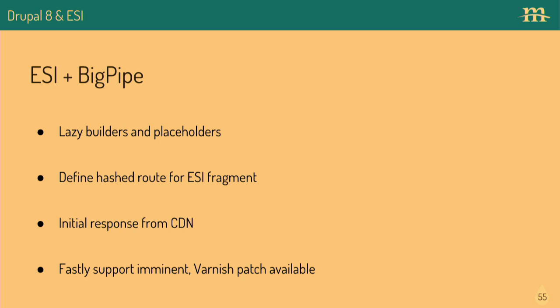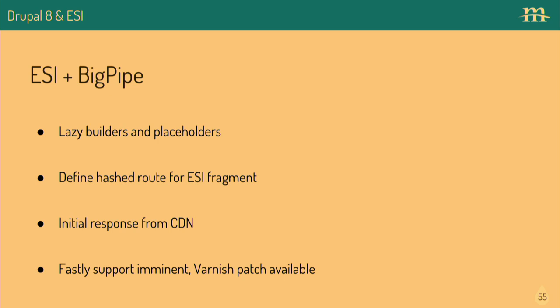Something else that I'm really excited about is ESI and BigPipe integration. BigPipe is a streaming service that I think is in a beta state now with 8.2, and it allows you to really speed up perceived performance by delivering parts of your page as soon as they're ready. Combining that with ESI would be incredible.